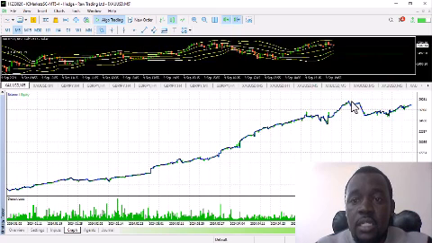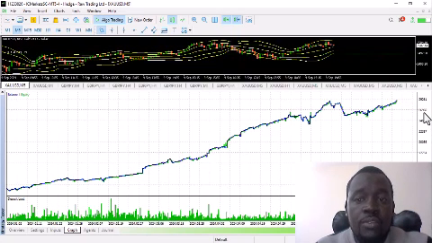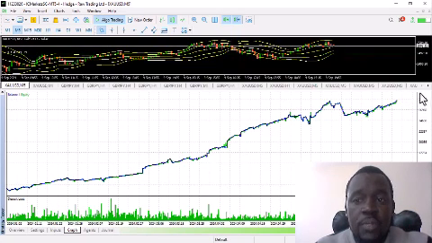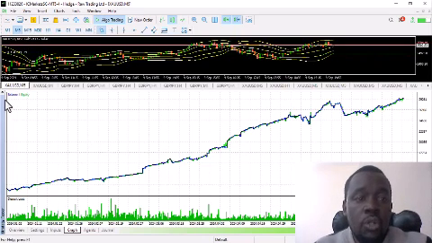You see here, it had some weird drawdown, but still it's able to recover from such. And this is something worth looking at. So it has made a good recovery. And something else I want to comment on here: I look at the relationship between equity and balance.